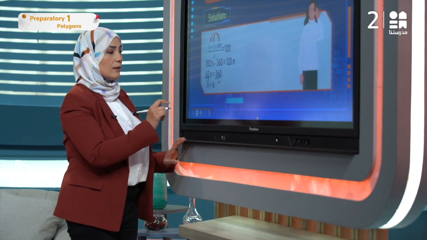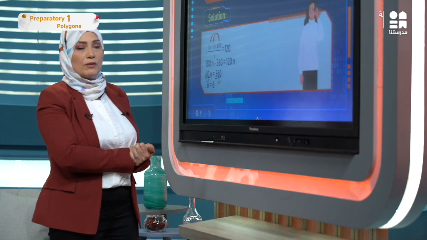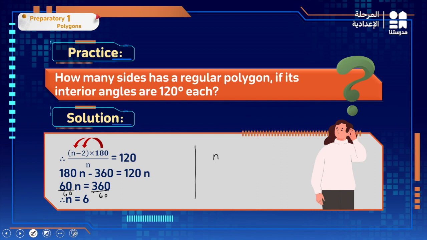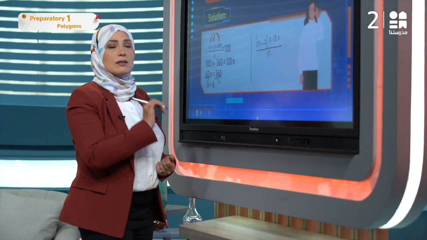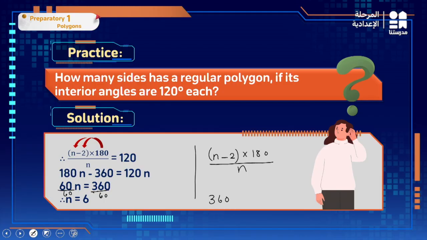So n is 6. We have 3 rules. The sum of the interior angles of any polygon is n minus 2 times 180. For the measure of each interior angle, we write the same but divide by n. For the exterior angles, the sum is always 360. So we have 3 rules, and you have to focus on them.